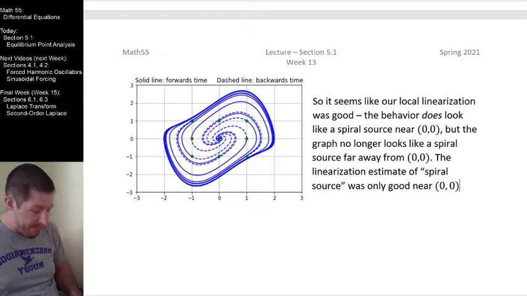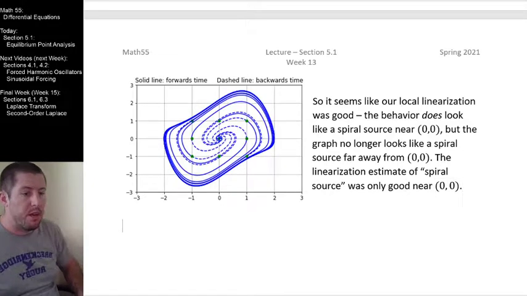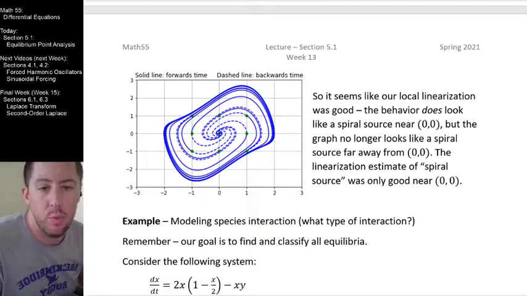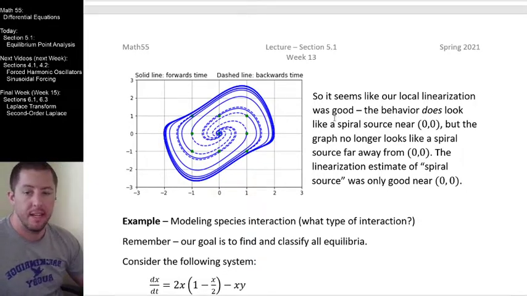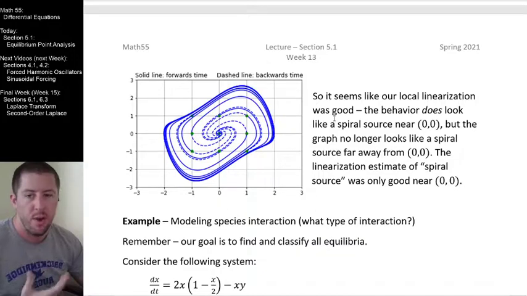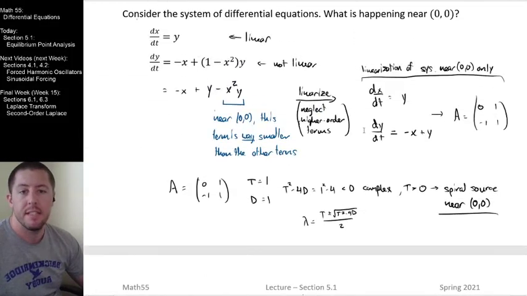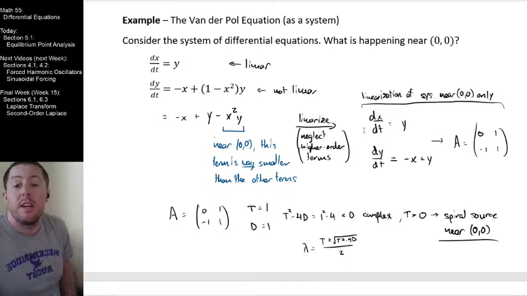All right, so I think this did exactly what I thought it was going to do. We were sort of right to just ditch those higher order terms as long as we understood that we were only getting a description of what's going on near the origin when we did that type of linearization. So that's lesson number one of the day.